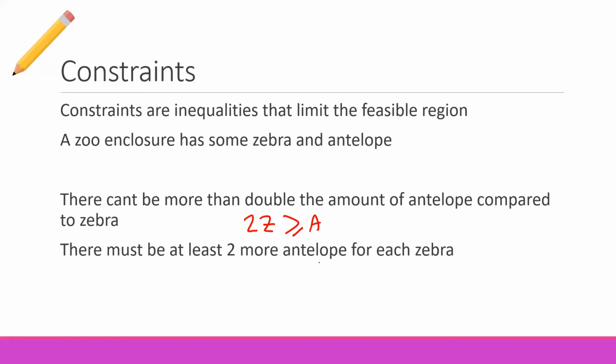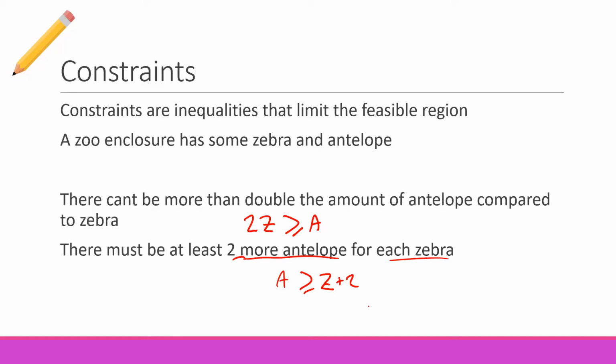So this one, there must be at least 2 more antelope for each zebra. So that means if I've got a zebra, the amount of antelope must be, if I take the amount of zebras and add 2. So there must be at least that many. So they can be equal to that many or more than that many antelope.